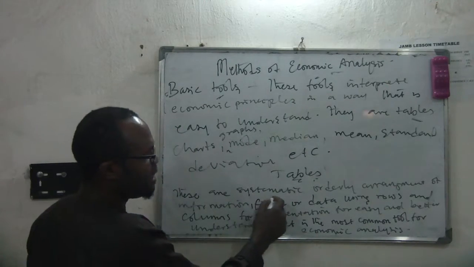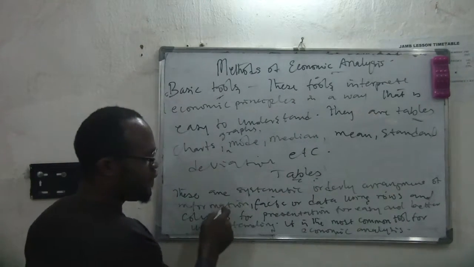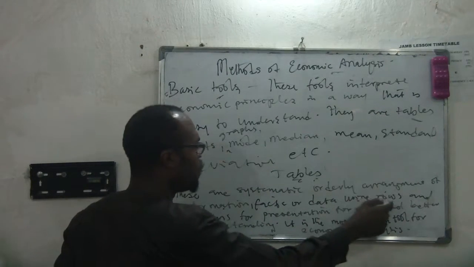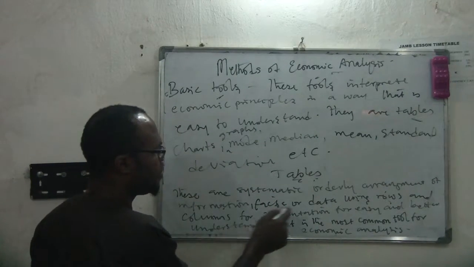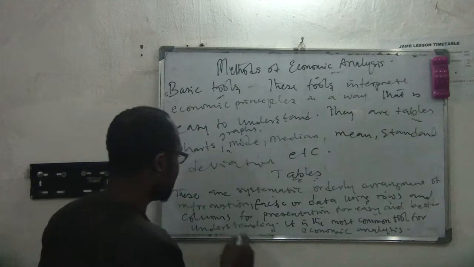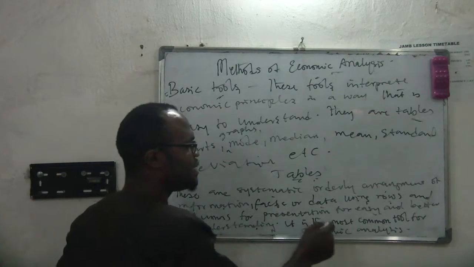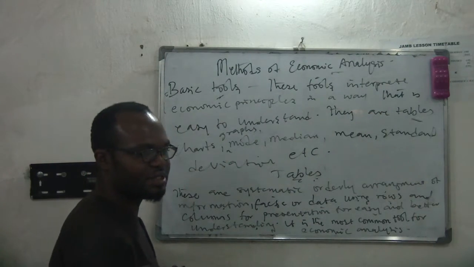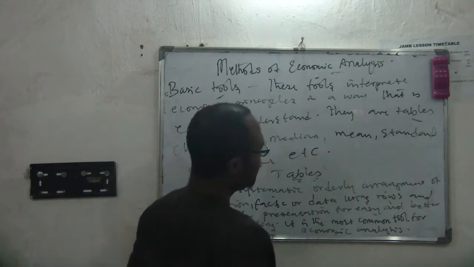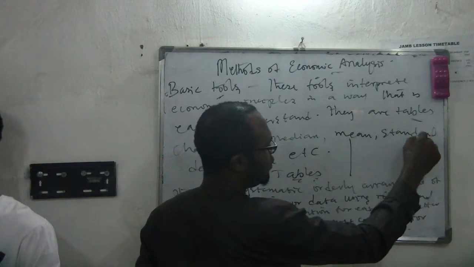A table is a systematic, orderly arrangement of information, facts or data, using rows and what? Columns, for presentation for easy and what? Better understanding. It is the most common tool for economic analysis. Is that clear? This is what we call a table. This is the way you draw a table, isn't it?